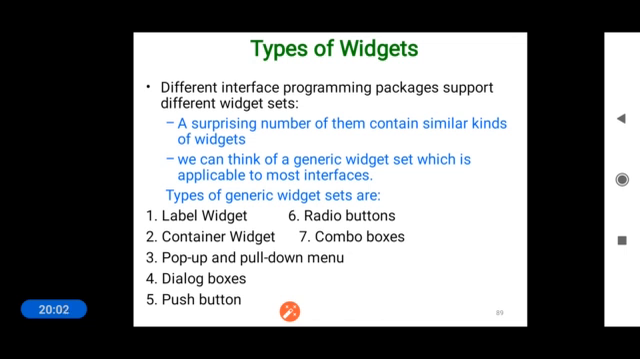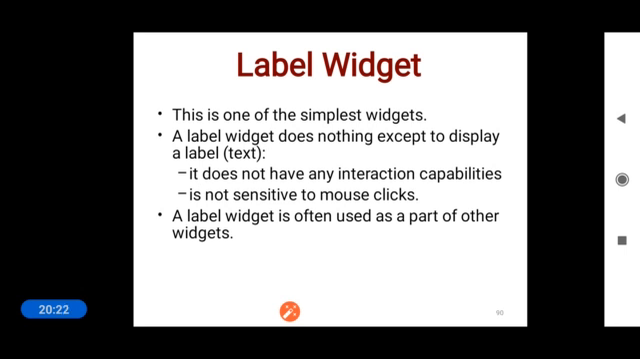Now let us discuss briefly the various types of widgets that are available to us. Generally, the widgets are classified as label widget, container widget, pop-up and pull-down menu, dialog boxes, push button, radio buttons, and combo boxes. Now let's begin with the label widget. A label widget is nothing but a small window or a small layered area where it will allow you to enter the text. It does nothing except display the label, and it does not have any interaction capabilities, and it is not sensitive to mouse clicks.